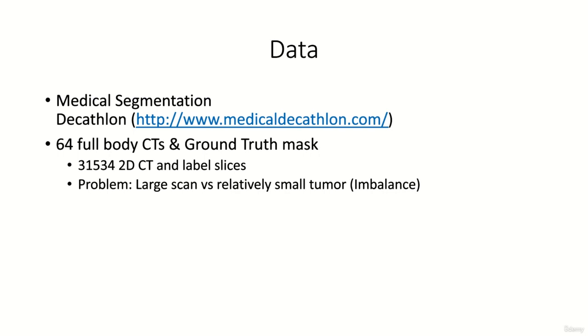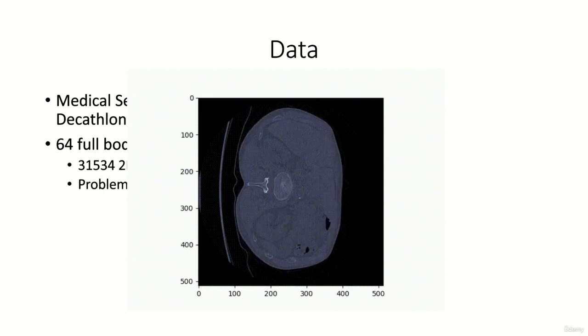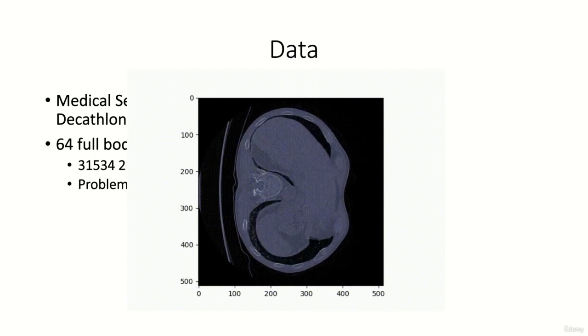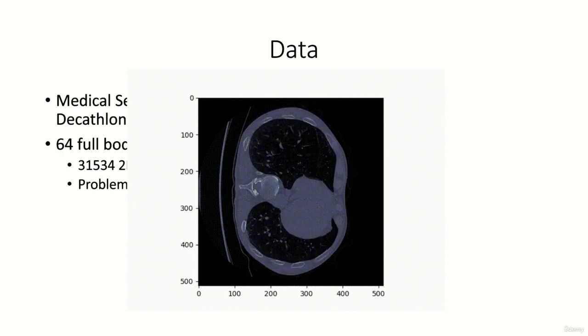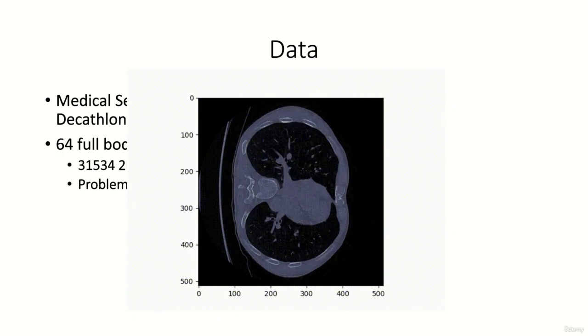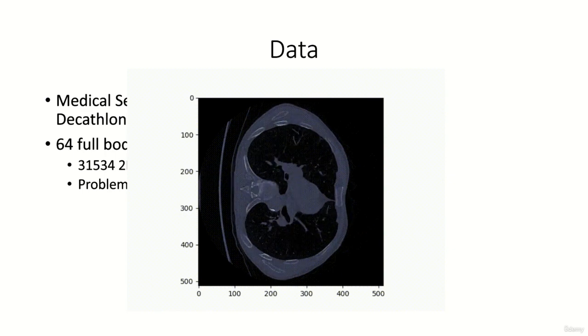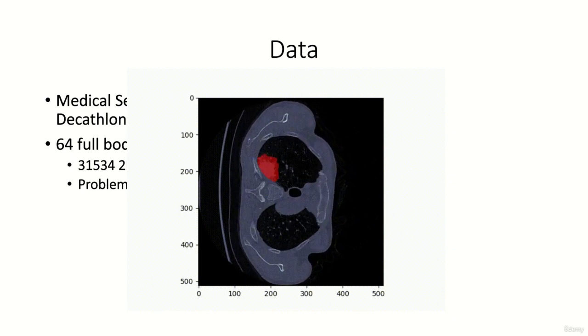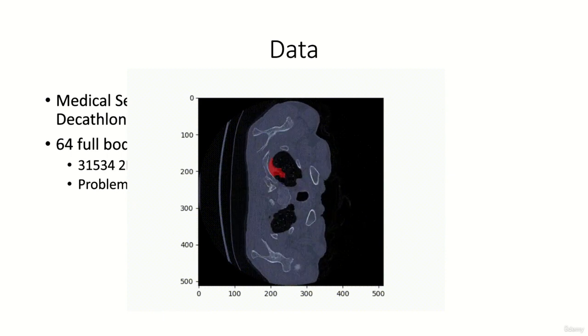Let's take a look at an exemplar scan. You can see that the scan moves from bottom to top, and after around 50 slices the lungs become visible. A little bit later you can observe that this patient has a tumor in the right lung.